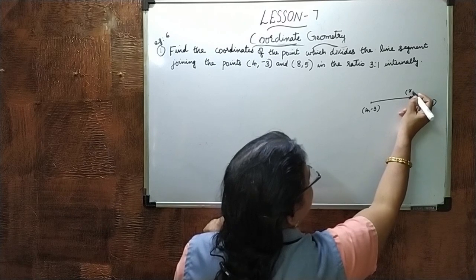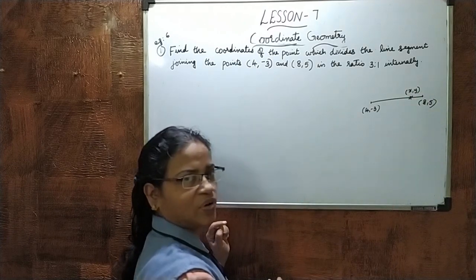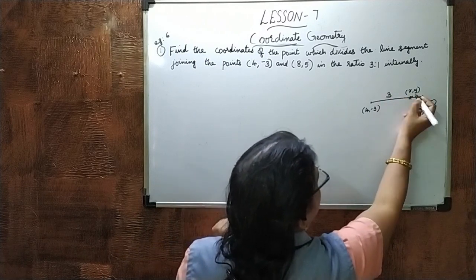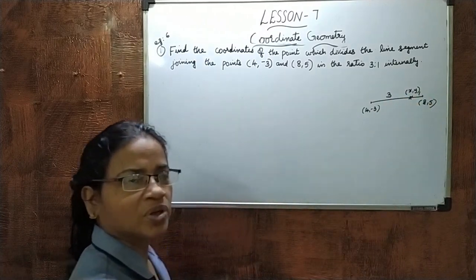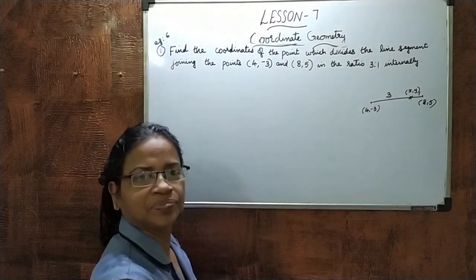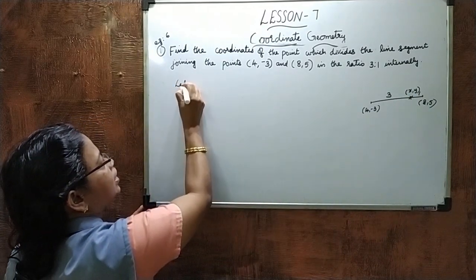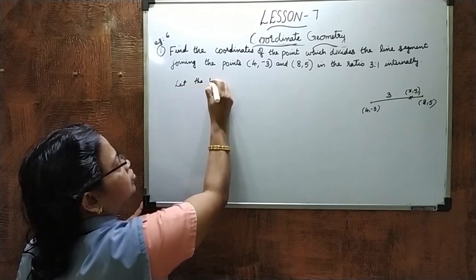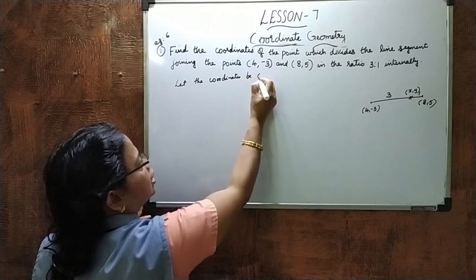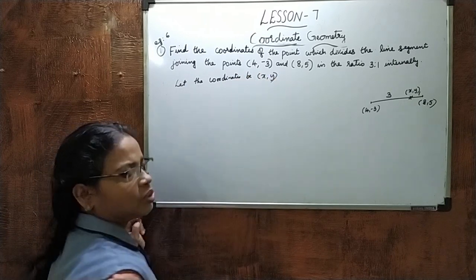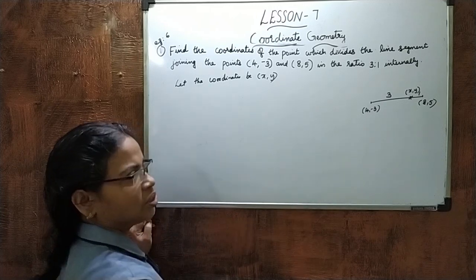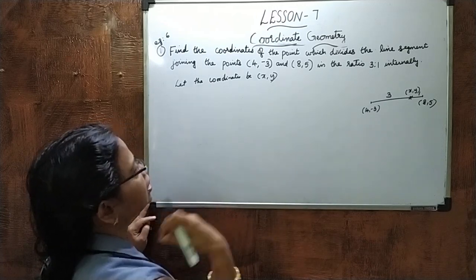So, here one point is there. Let the coordinates be x and y, which divides in the ratio 3 is to 1. So, what you have to do? You have to find out the coordinates of this x, y. So, we have to write now, let the coordinates be x, y. If you want to write alphabets also, no problem, P(x, y). So, I just write it as x, y.